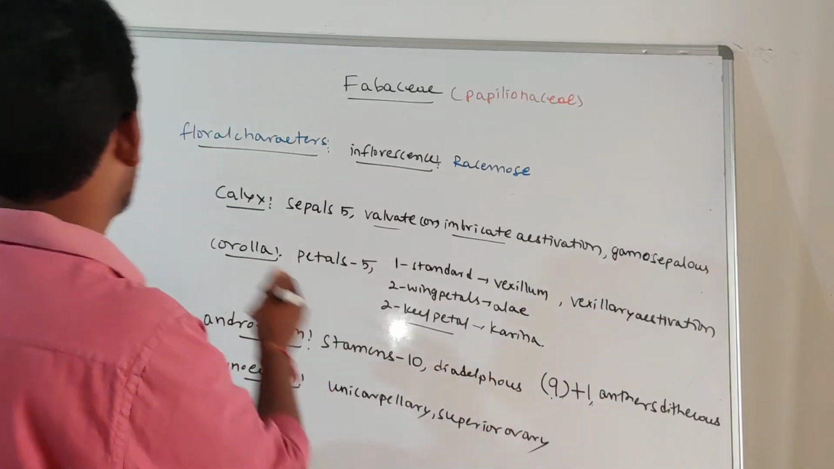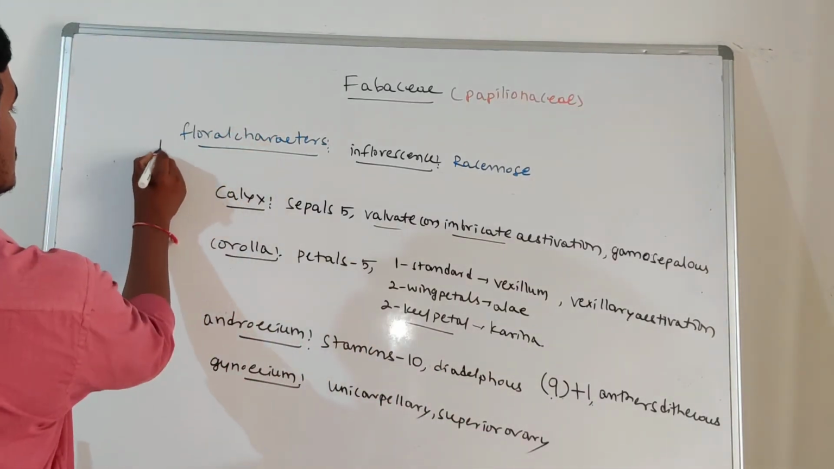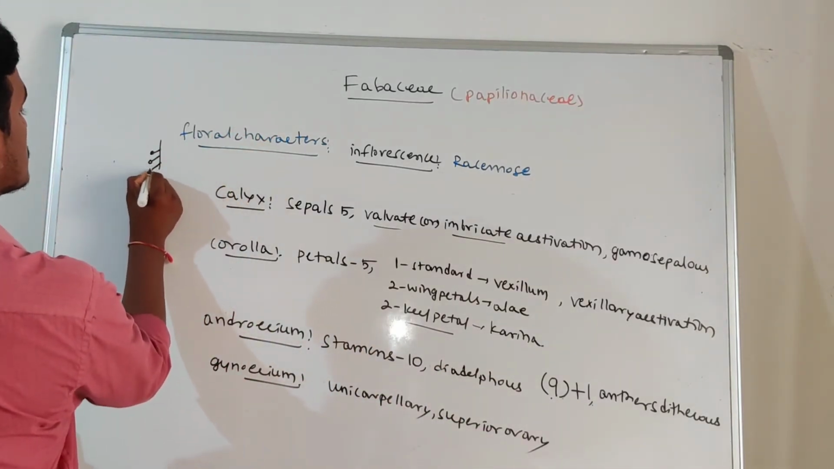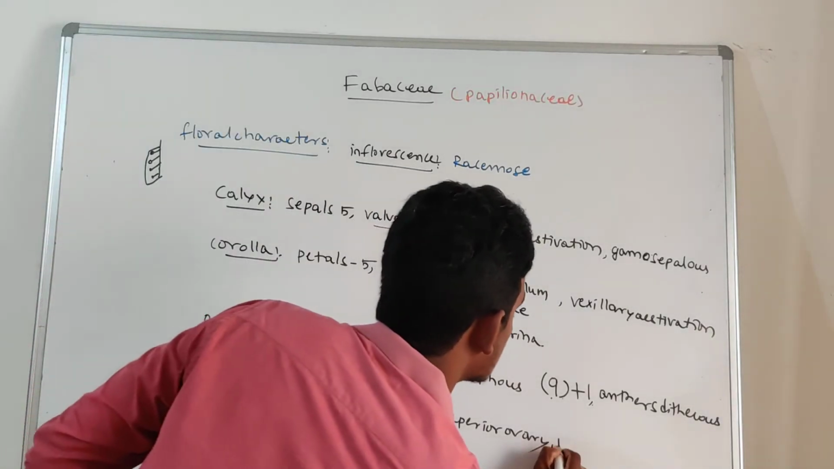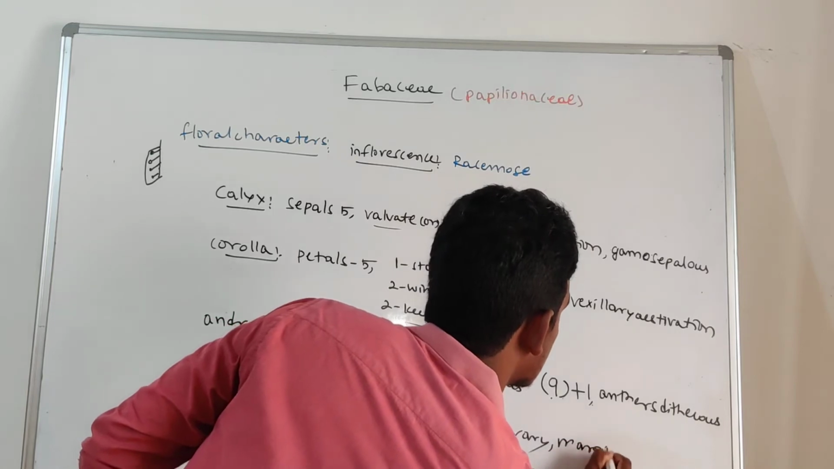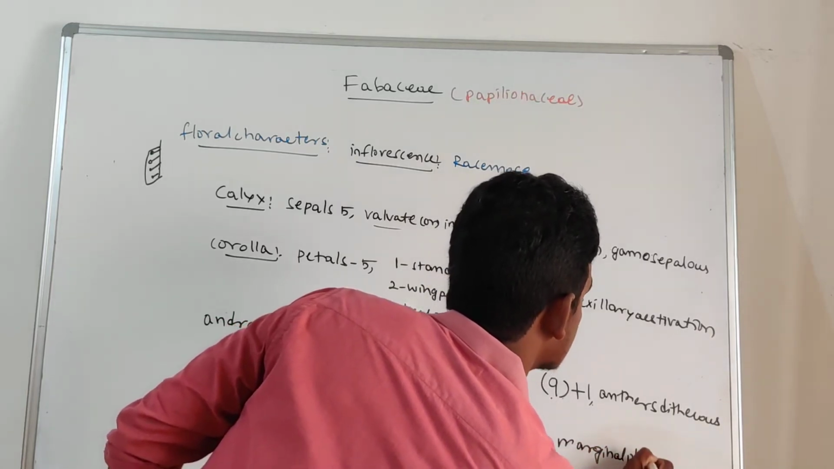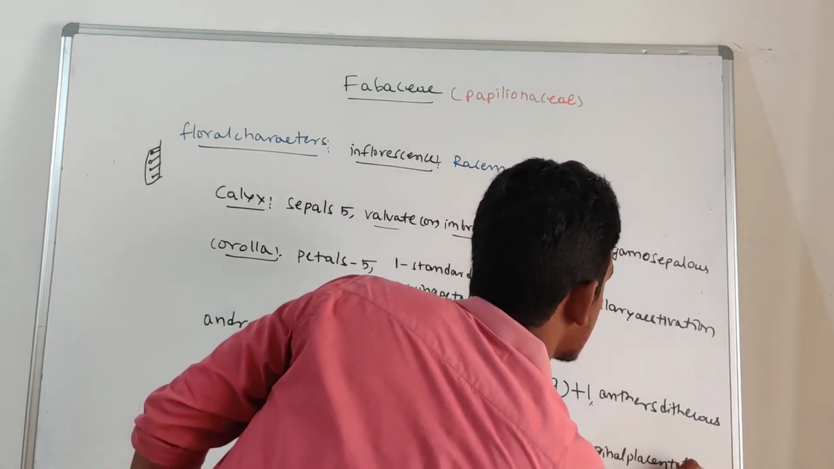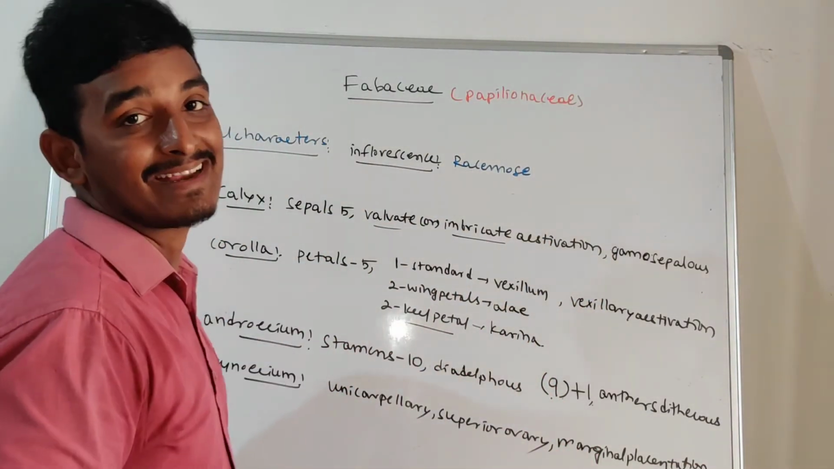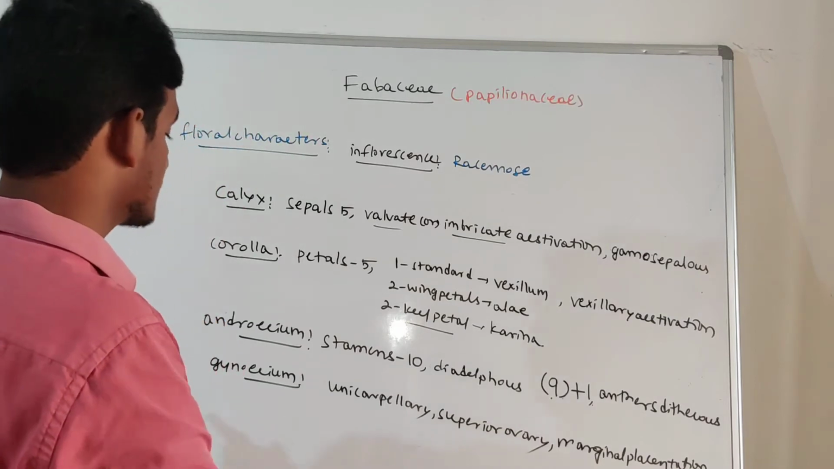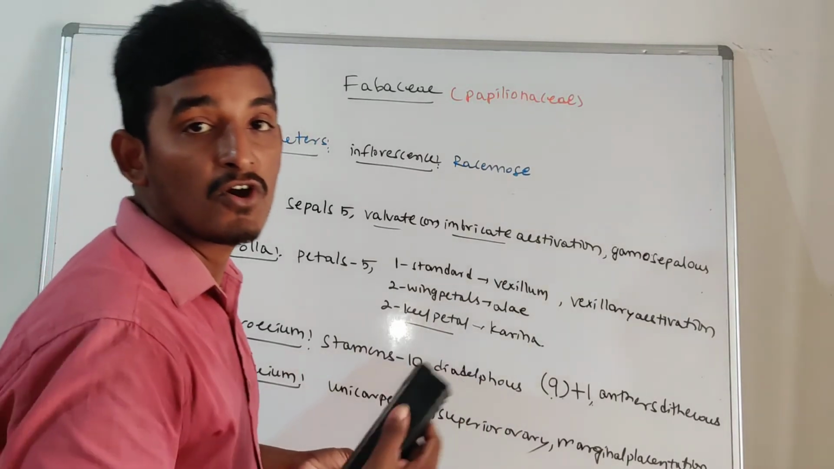If you take a pea plant, here these are the ovules, and they are arranged in this manner. So it shows marginal placentation, right? So it is about floral characters. Later we will discuss the floral formula.